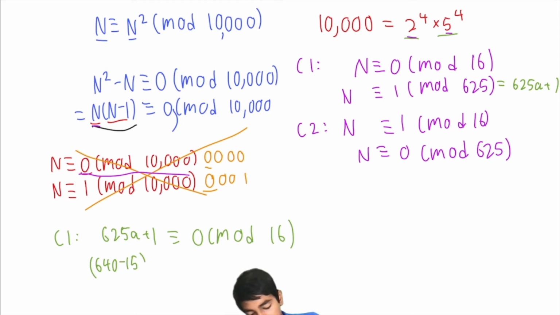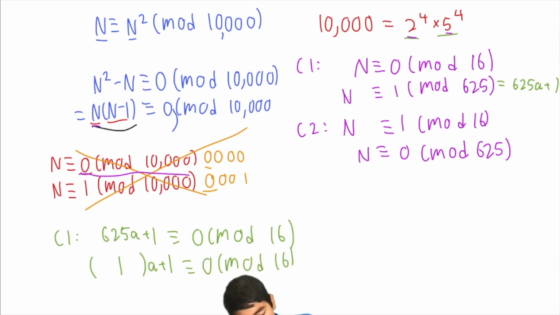And the key thing to know here is 640 is a multiple of 16, 0 mod 16, and 15 is negative 1 mod 16. So it's just going to be minus negative 1 mod 16, which becomes 1 mod 16. So it's just 1 times a plus 1 is 0 mod 16. Isn't that so neat? So now we have a is 15 mod 16.